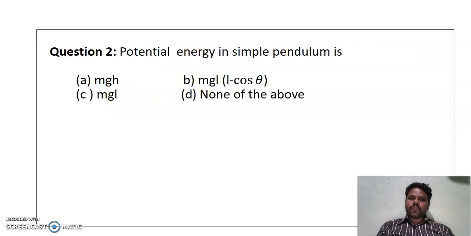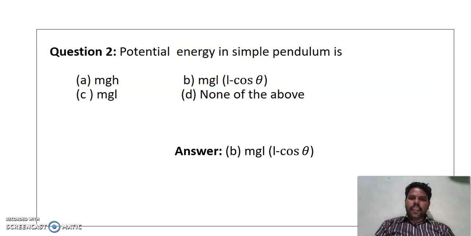Question number 2. The potential energy in the simple pendulum is given by option A mgh, option B mgl into 1 minus cos theta, option C mgl, option D none of the above. So we know that the potential energy in a simple pendulum is given by mgl into 1 minus cos theta. So the answer is option B.